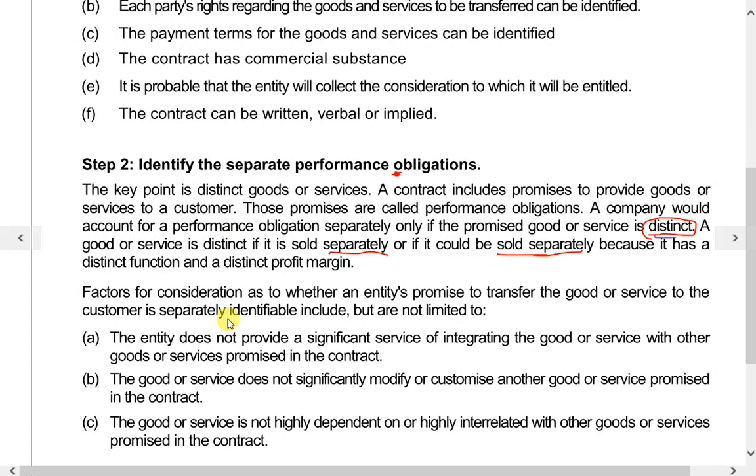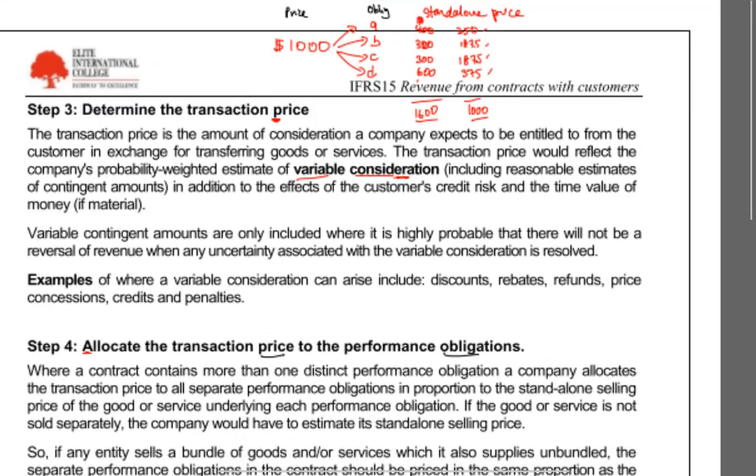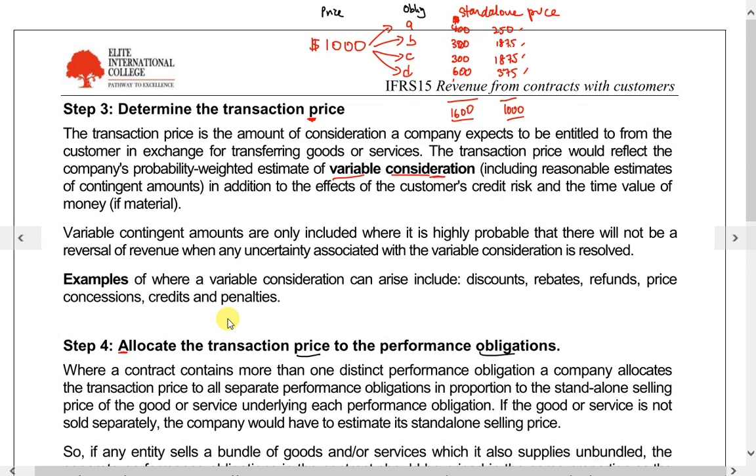Okay, we have a standalone product that can be sold separately. So once you have more than one obligation, the next thing is we have to determine the price. P. Okay, the P here. If it's fixed, no issue. But when you have a variable consideration, then we have to use a lot of judgment.